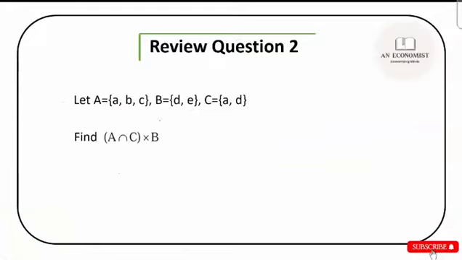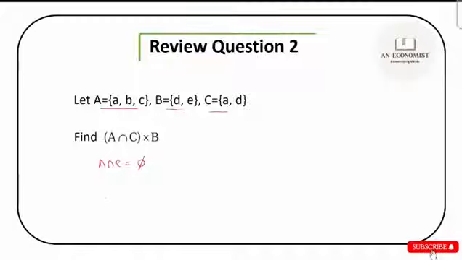Let us do one more question. A, B, C are given here. Find out A intersection C cross B. So find out A intersection C. What will that be? Check out for the common element. So here you see there is no common element, right? So A intersection C is null.